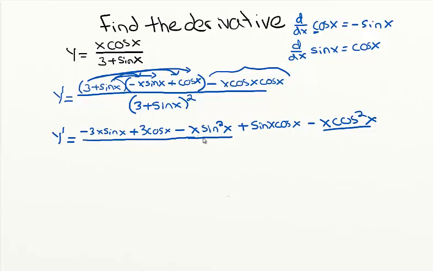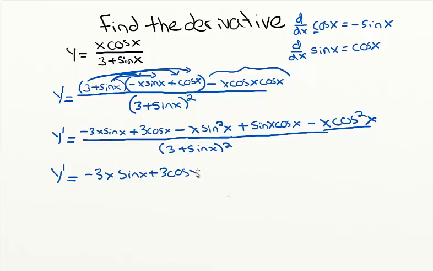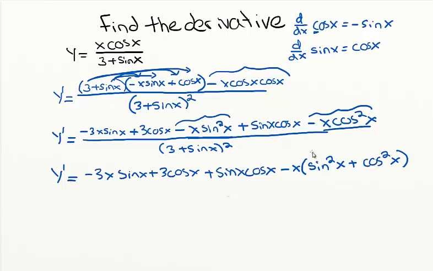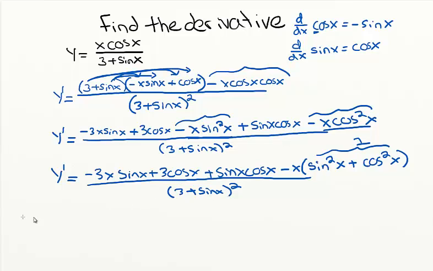Now you notice we have an x sine squared of x and an x cosine squared of x. So right after we put all of this stuff over our 3 plus sine of x squared, we're going to use the fact that we have a minus x sine squared of x minus x cosine squared of x, and we're going to factor that minus x out. So we're going to write everything else down first: 3x sine of x plus 3 cosine of x. Then I'm going to skip that sine squared of x term, and we're going to write plus sine of x cosine of x. Now these two terms here, what are we going to do with those? Well, we're going to factor out our negative x. Then we have a sine squared of x plus cosine squared of x, which conveniently is 1. That whole thing is still over our 3 plus sine of x squared. We don't really want to do anything with that denominator, because that would make it kind of ugly.